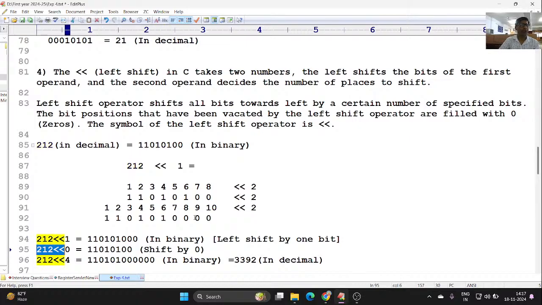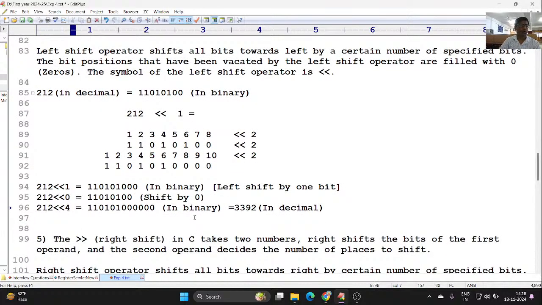If you left shift by 0, left shift by 0 means what? Left shift by 0 means what? No shifting. No shifting, na? Left shift by 4, the 4 digits will be displayed. So 4 digits will be shifted, okay? So if you perform left shift on any integer number, that small number will become a large number, okay?